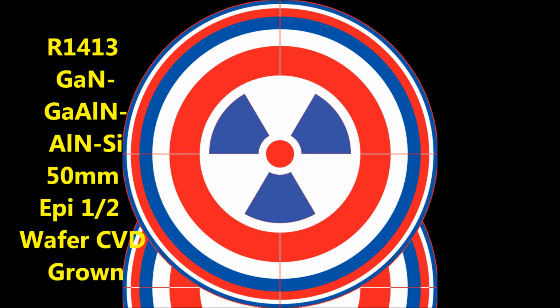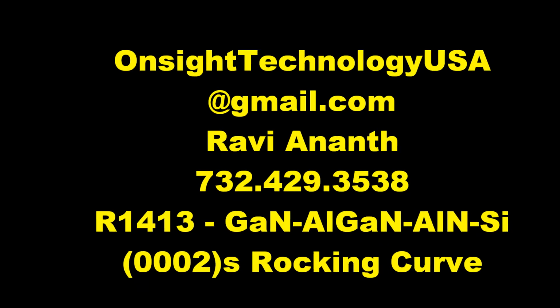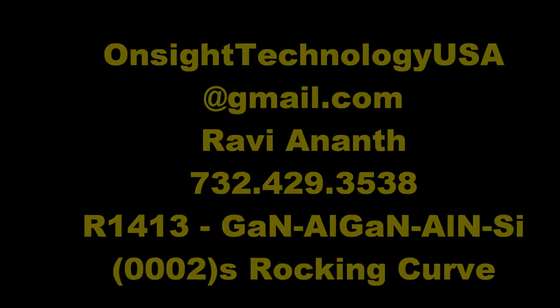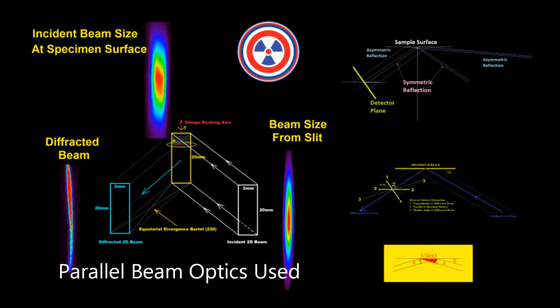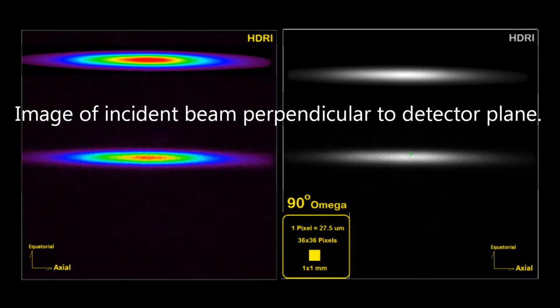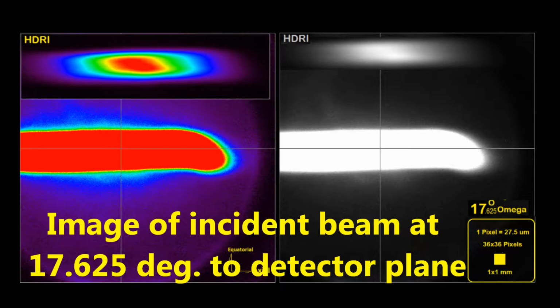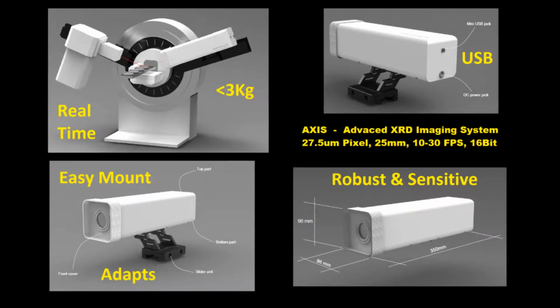Next is an example of characterizing nanostructural details of individual layers in a multi-layered gallium nitride on silicon sample. Using parallel beam optics and placing the two-dimensional detector perpendicular to the diffracted beam, an incident beam would experience a 330% expansion along the equatorial direction on the sample surface.